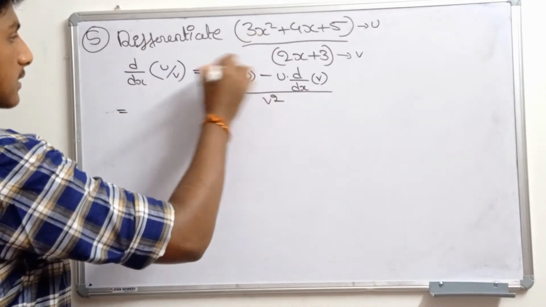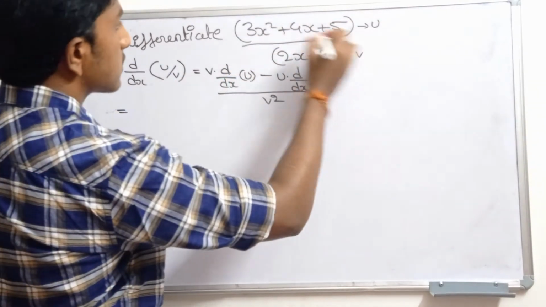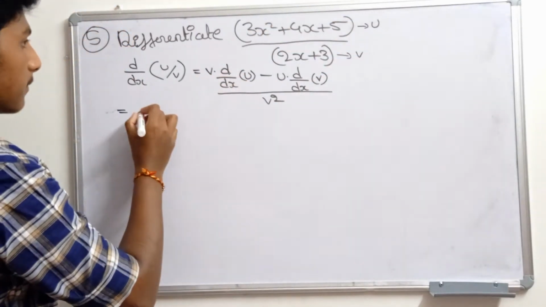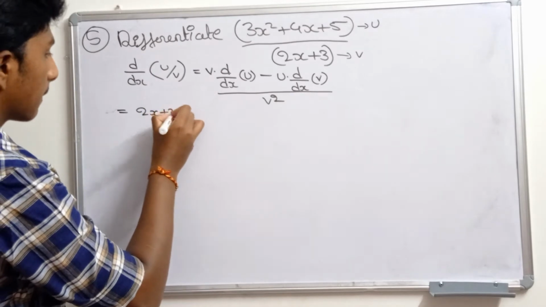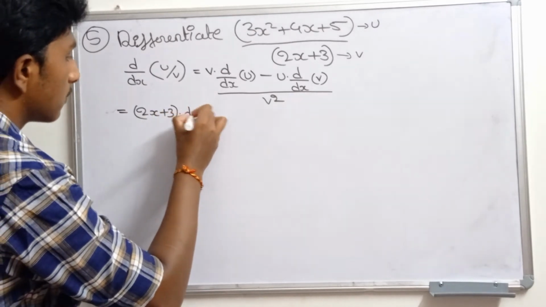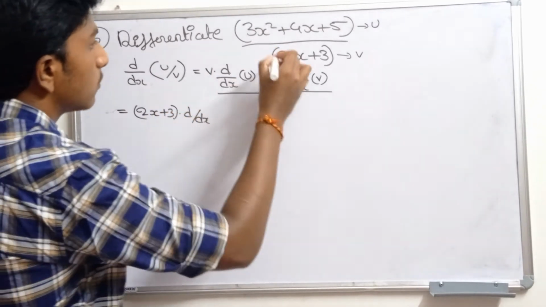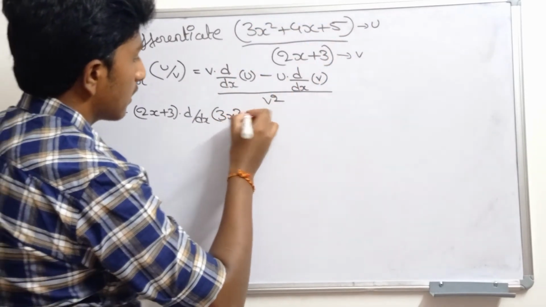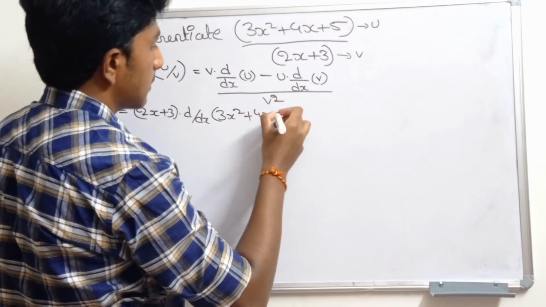First I am writing this in this way, guys. Here u is 3x square plus 4x plus 5 and v is 2x plus 3. First v, 2x plus 3, into d by dx of u. U means this, guys, 3x square plus 4x plus 5.